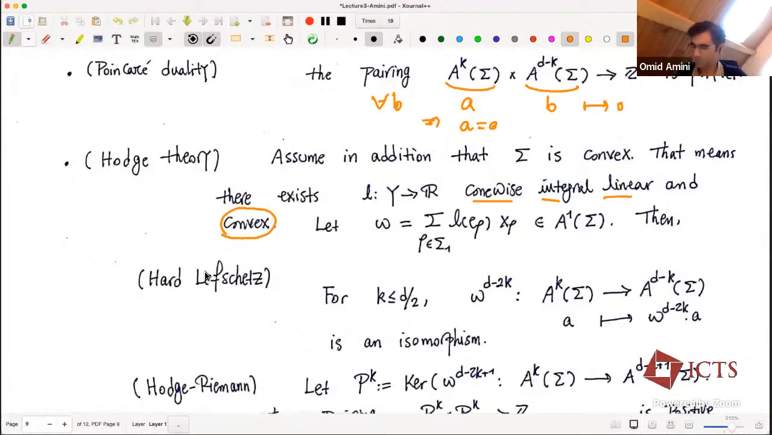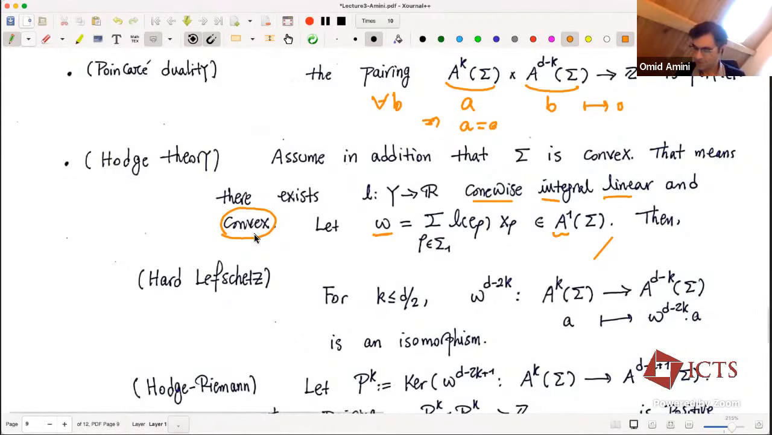But if you have a conewise integral linear function on the fan, then you can associate to this function an element omega, which is obtained in this form. It is of the form the sum of L evaluated at e_rho times x_rho. So this is the evaluation of the function on the primitive vector of rho, and you put it as the coefficient of the variable x_rho. This is generated by the x_rho, so it's an element of A1.